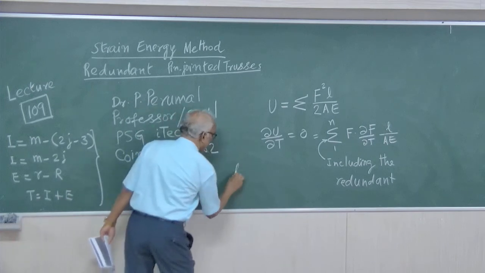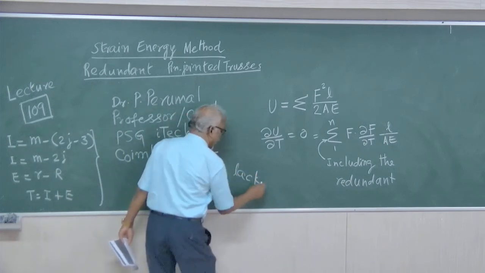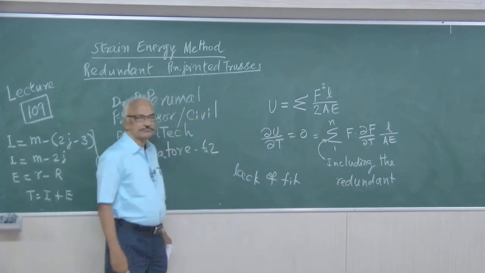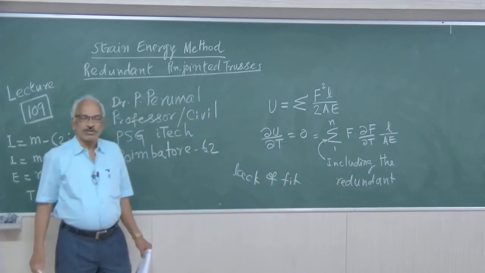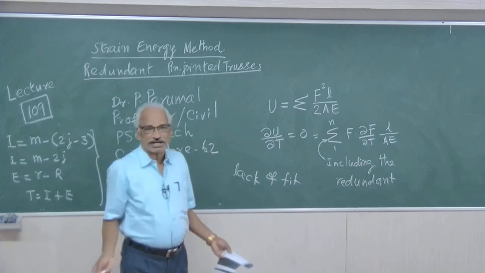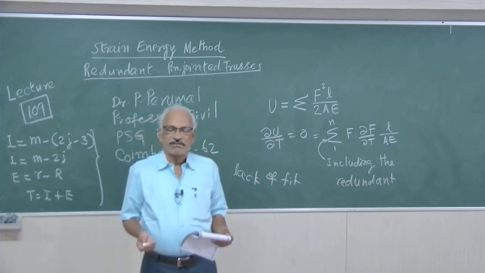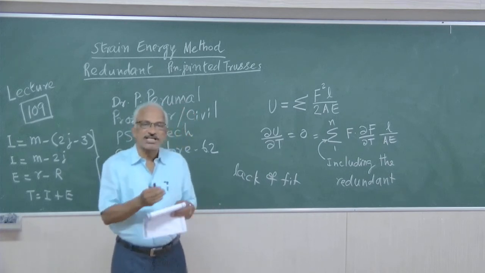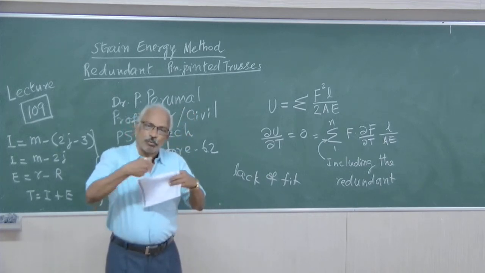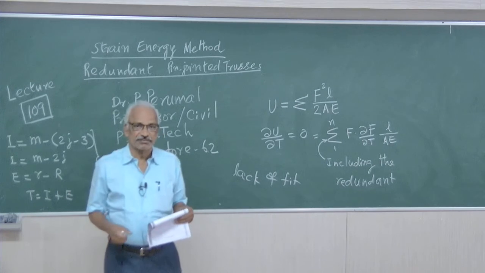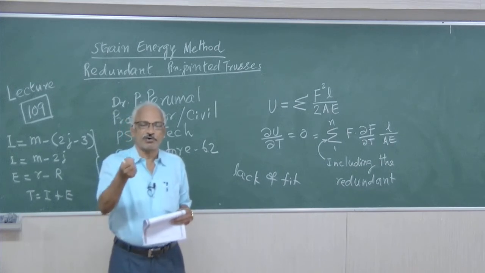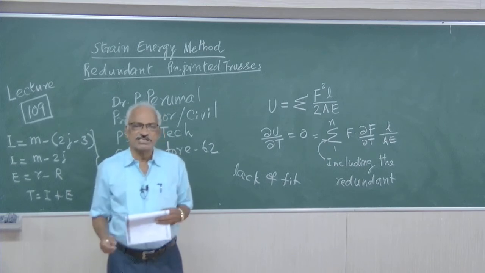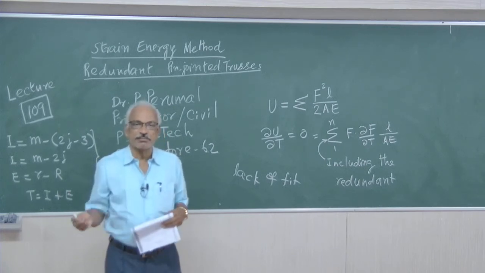Anyway, it is too early. Lack of fit. So even when it is not loaded, when you fit the member in position, suppose it is short in length, then you have to pull it and fix it in position. Because for 3 mm or 4 mm or 5 mm, you cannot go for one more member. That has to be fixed in position by pulling or by compressing.